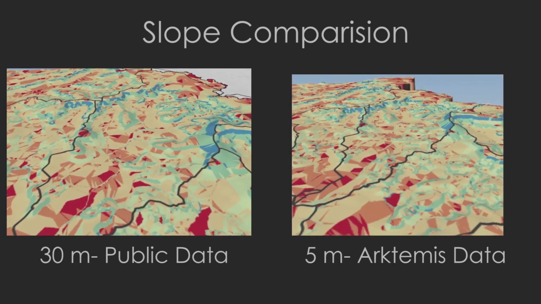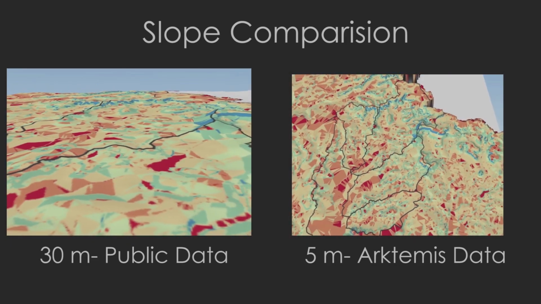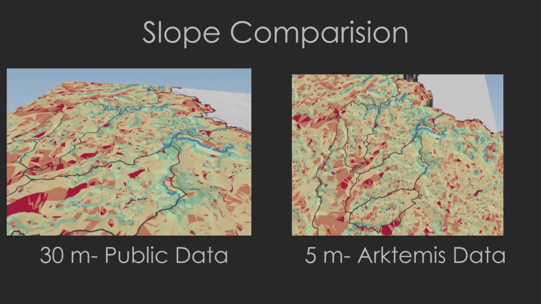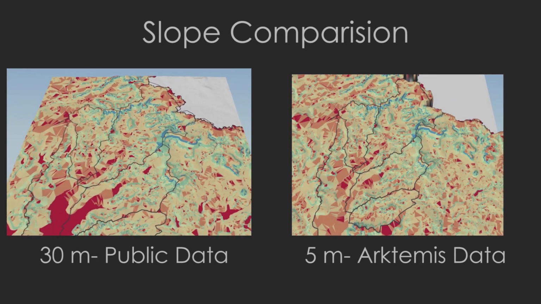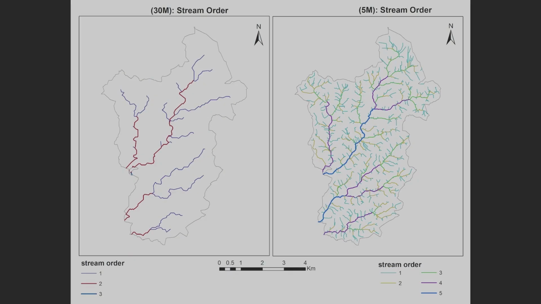with features revealed that are overlooked by public domain data. Water management interventions, such as contour trenches or check dams, are planned with this precision, tailored to specific terrain conditions. Stream order comparison. Stream order delineations are compared to underscore the superior detail of GIS data.